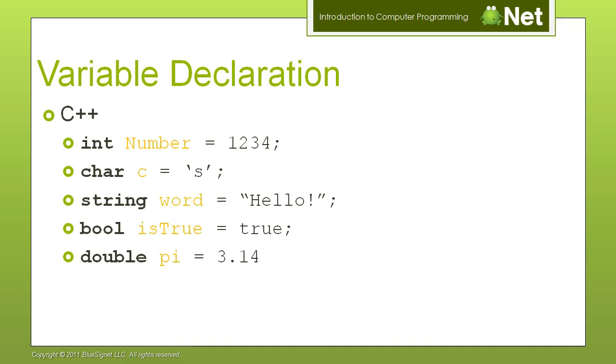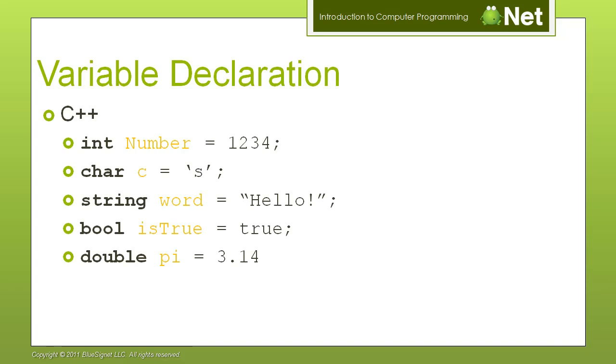So in C++, Brian, these declarations look eerily similar to the ones in our pseudocode. I wonder why that is. So in C++, we would declare an integer by saying int, which is short for integer, the name of the variable, and then the value. Character, char, short for character, C, which is the name of our variable, equals single quote S single quote. You find in most languages the single quote represents a character, whereas the double quote in the next example is indicative of a string. So string word equals quote hello quote.